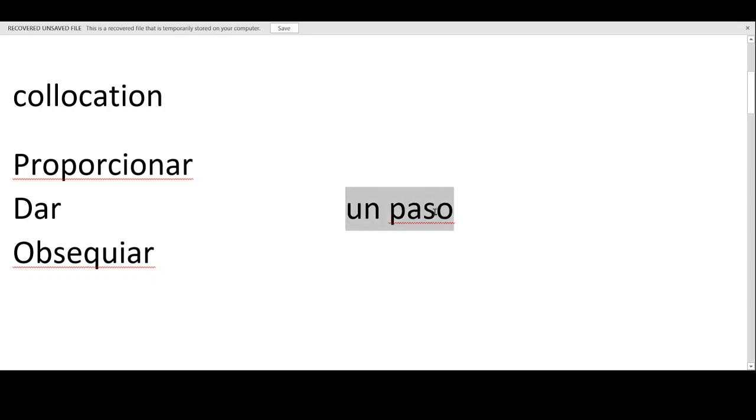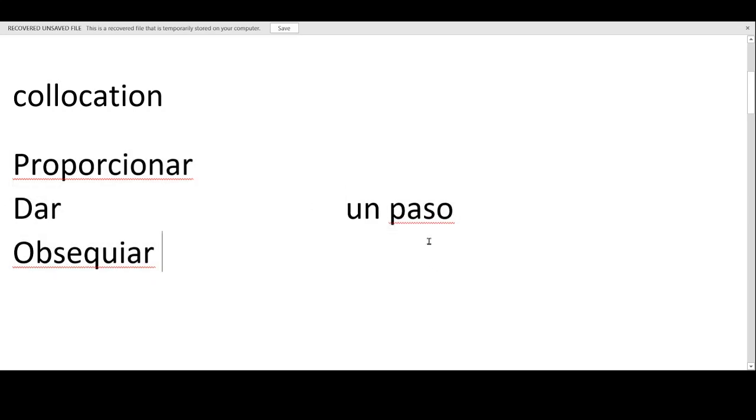And then we've got un paso. Yeah. Can you proporcionar un paso? No. Can you obsequiar un paso? No. Can you dar un paso? Yes. So even though these words kind of mean the same thing, the one that collocates, the one that kind of like goes click, the one that kind of fits into place, o sea, dar como que embona con un paso. Okay, so that means that this is a collocation.